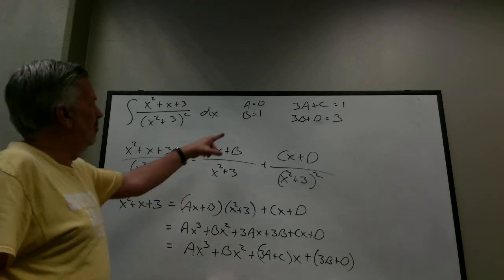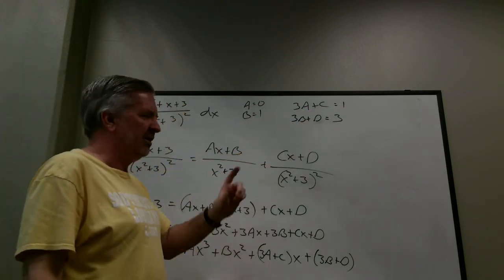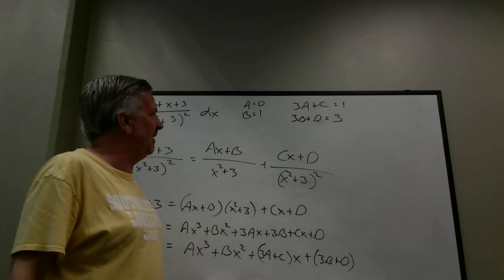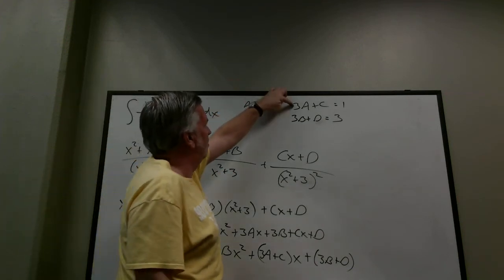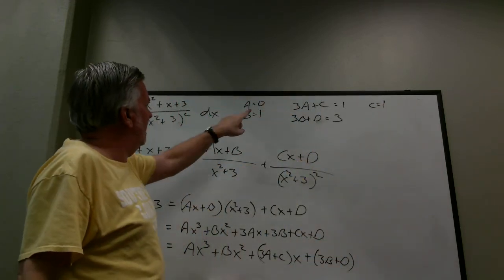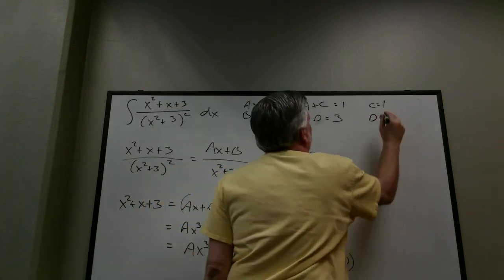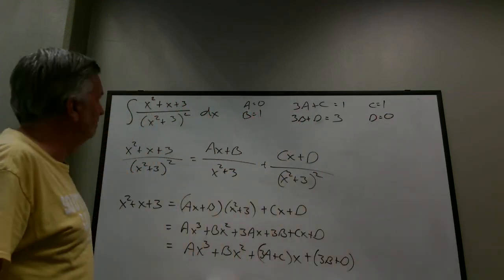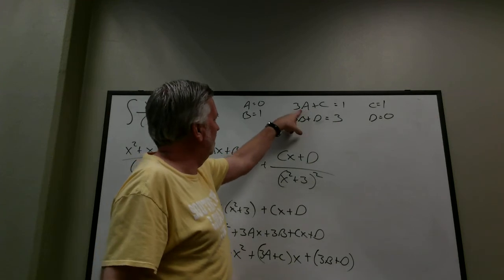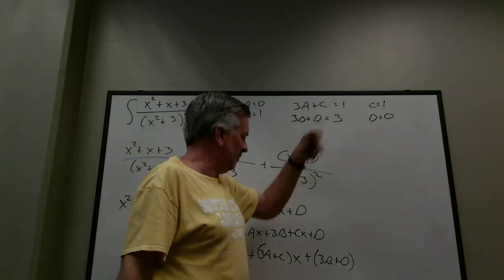Notice, we know A, so we can figure out C. We know B, so we can figure out D. So you don't have to do an elimination method like we did in the last problem. So when A is 0, it looks like C is 1. And if B is 1, you'll get 3 plus D is 3, so D is 0. Right? If A is 0, you'll get 0 plus C is 1, so C is 1. If B is 1, you get 3 plus D is 3, so D is 0.